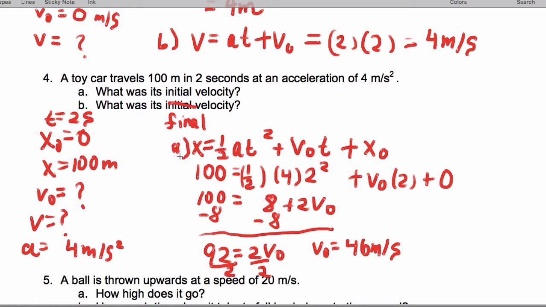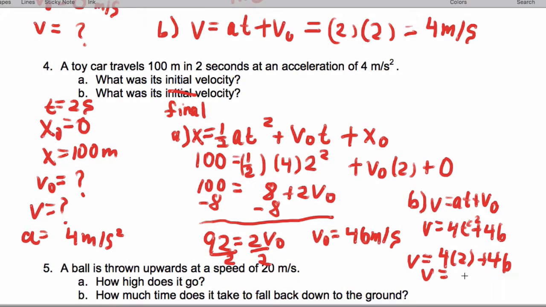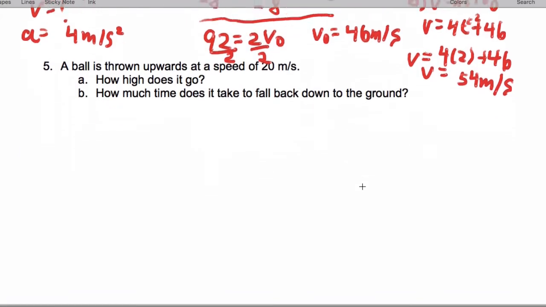So that's part A. Now for part B, we'll take a similar approach. V is AT plus v naught, meaning we'll use our unknowns and our knowns. So V is 4 times t plus 46. T is 2 seconds. So we have V is 4 times 2 plus 46. And so we end up getting a final velocity of 54 meters per second. So that's part B. All right.